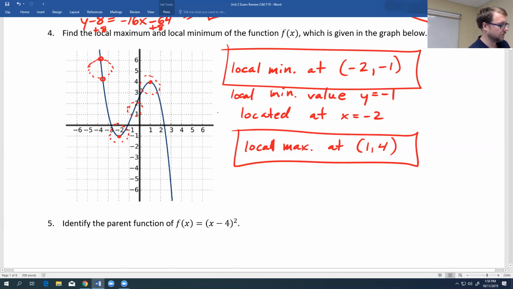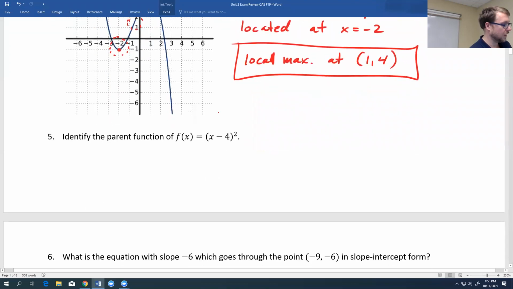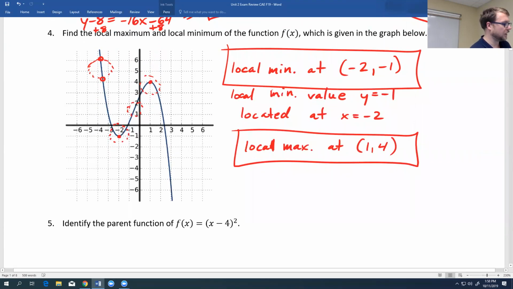All right. Now if they just gave you the function and you weren't graphing that, once you guys got to calculus, you would actually learn how to find those points.